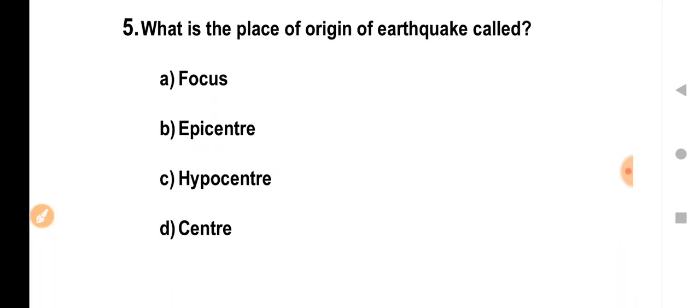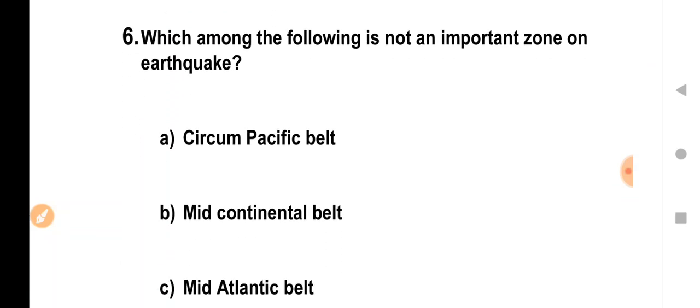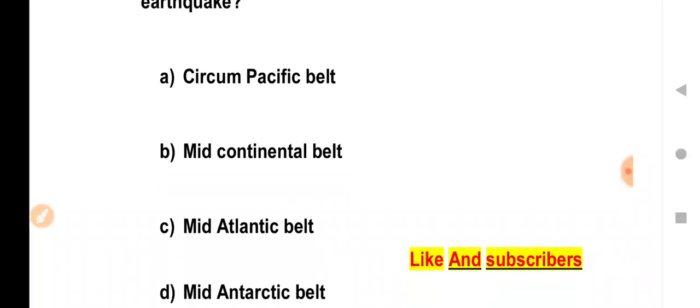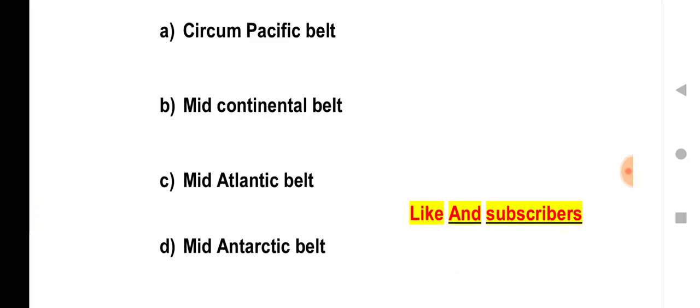Okay, so the next question is, which among the following is not an important zone of earthquake? And the answer is D, mid-Antarctic belt.